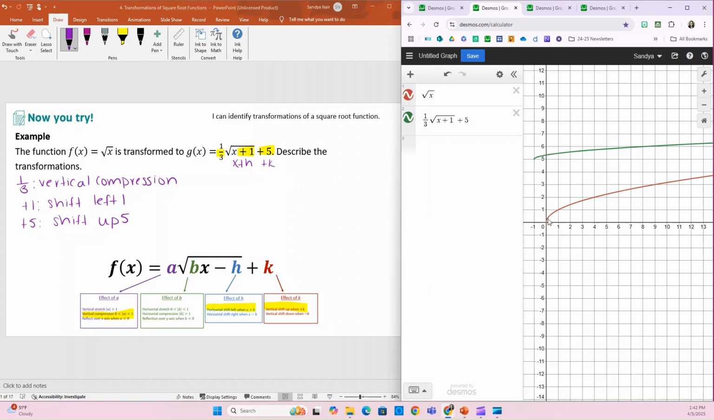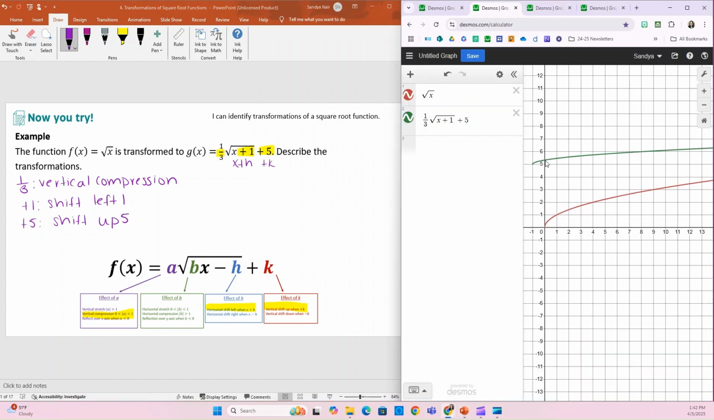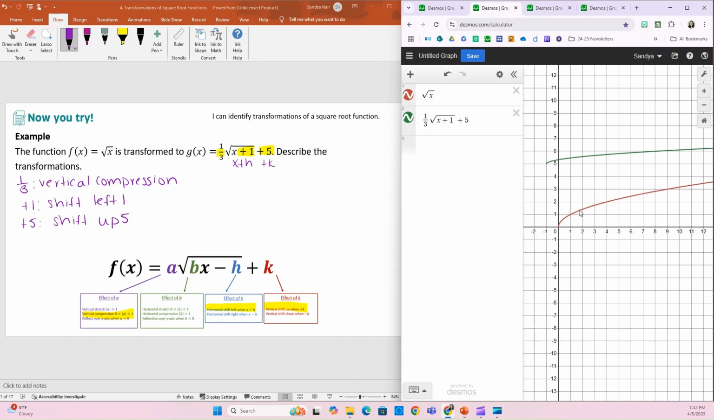When we look at our graph in Desmos, we can see that it is, in fact, vertically compressed because this graph is flatter than the original function. Every point has been shifted to the left 1 unit, and it has gone up 5 units.